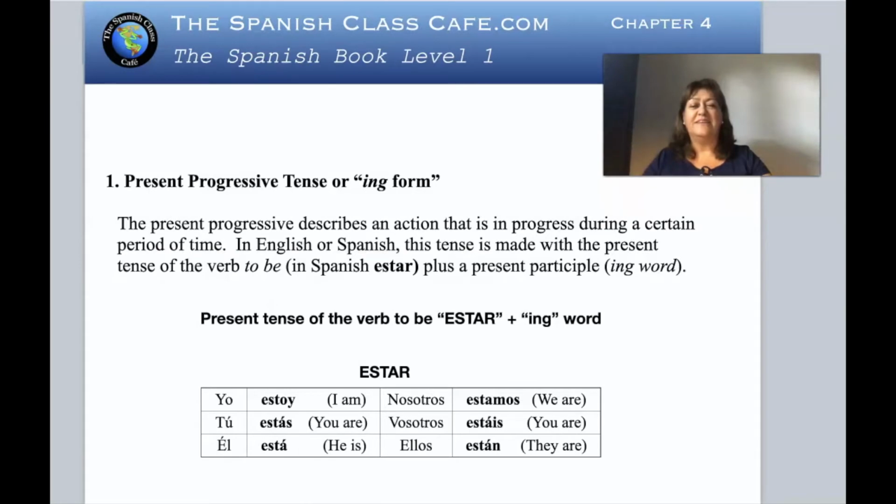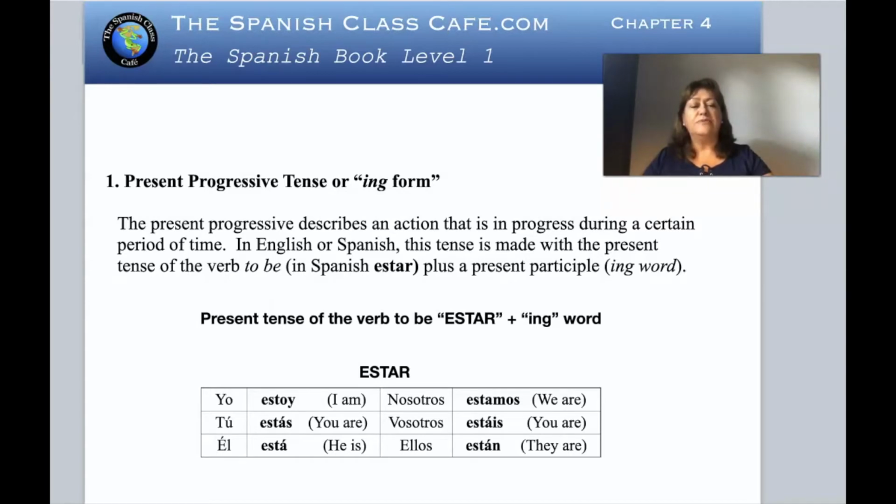Hola, ¿cómo están? Hoy vamos a empezar a estudiar el present progressive tense, or ing form. Singing is more commonly known in English as an ing form. Now, the present progressive tense describes an action that is in progress during a certain period of time.